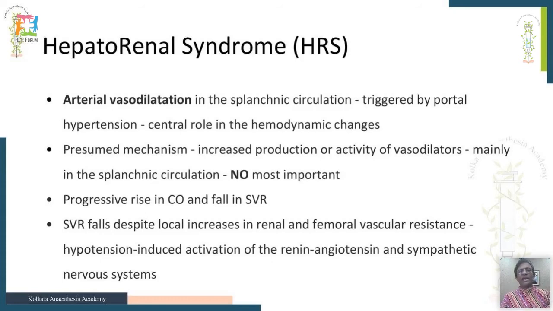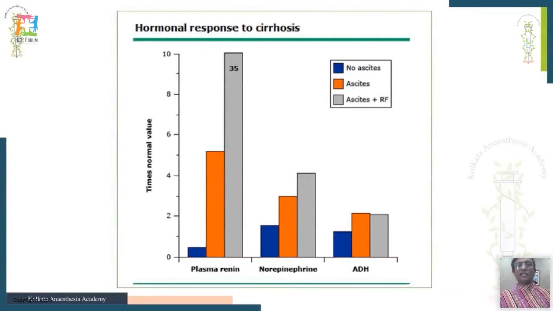The presumed mechanism is these vasodilatory substances in the splanchnic circulation, out of which nitric oxide is the most important. There is a progressive rise in cardiac output with a fall in SVR, and this fall in SVR is despite the fact that locally the renin-angiotensin axis is hyperstimulated, that there is increased renin in the system.